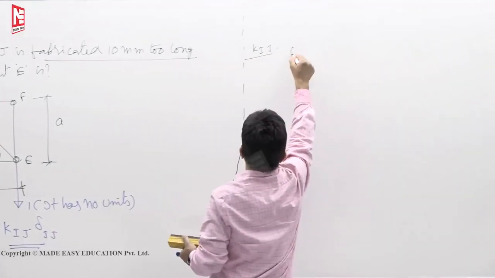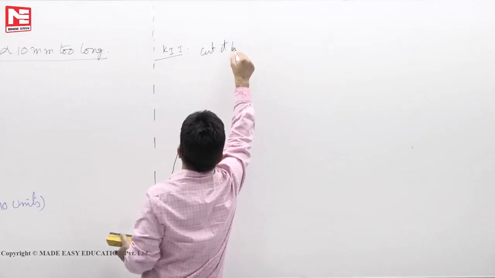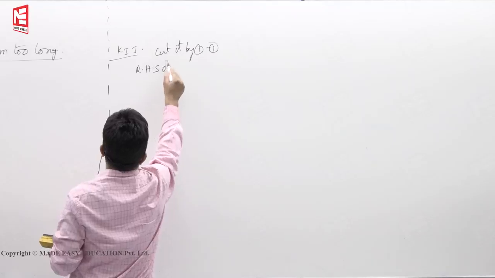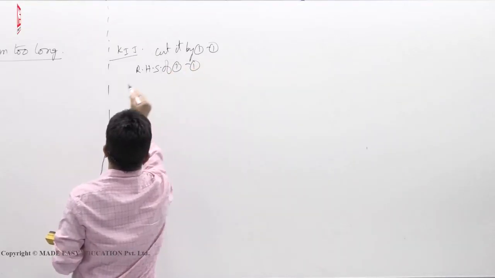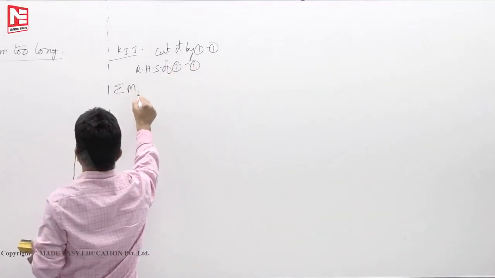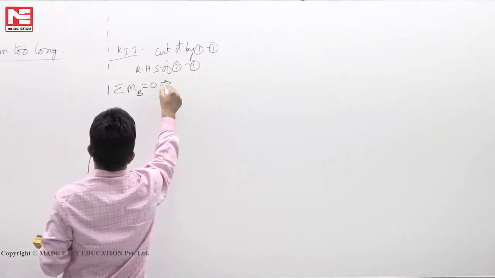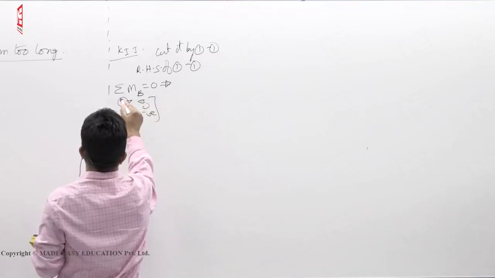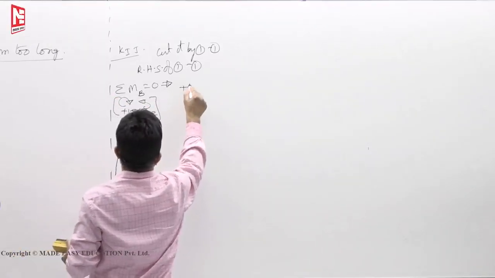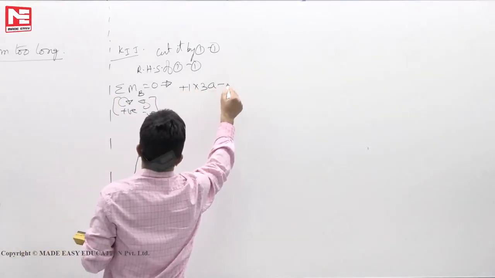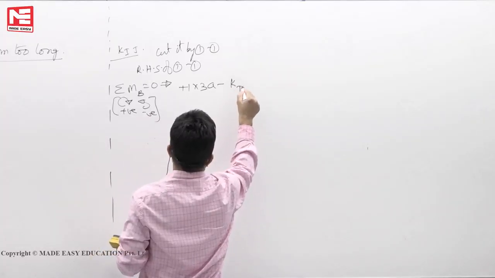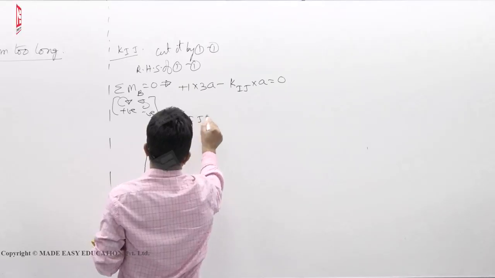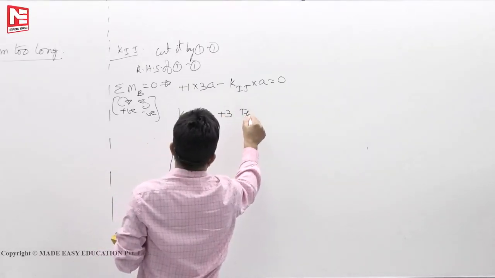Kij. Cut it by 1 1. RHS of 1 1. Take moments of all forces about B, equate it to 0. Clockwise positive, anti-clockwise negative. So plus 1 into 3A minus Kij into A. So Kij you will get plus 3. That means tension.